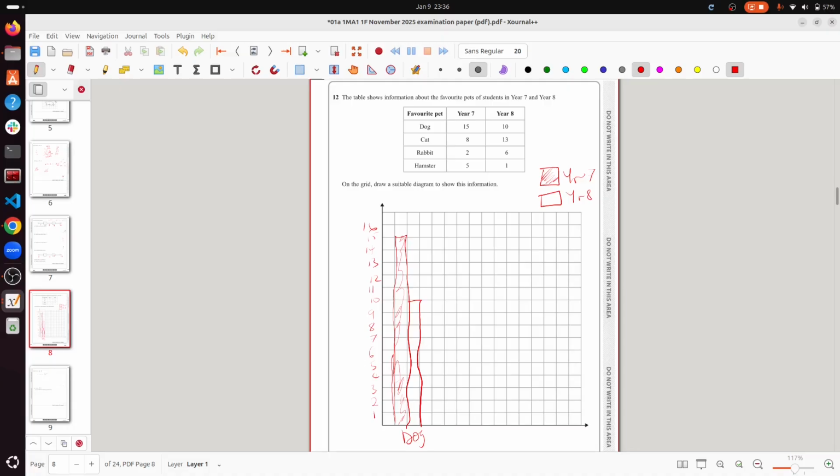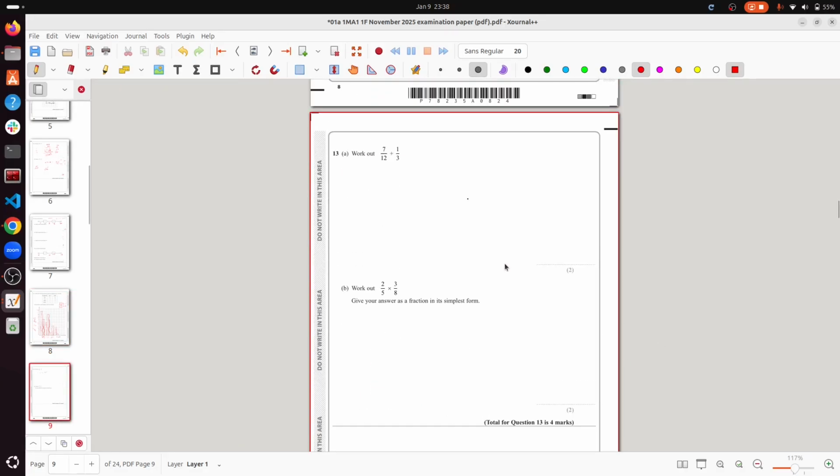I'm going to put a space, and next one is 8 for my year 7 and 13, and that's for the cat. The next one I can have as 2 and 6, and that's for the rabbit. And next one I have 5 for hamster and 1. This is the number of pets, so I could write the number of pets, and these are telling me the number for each one. So that's how I would have done that.